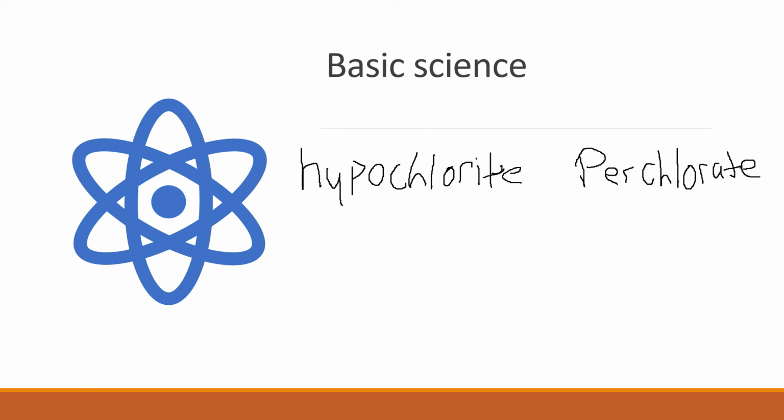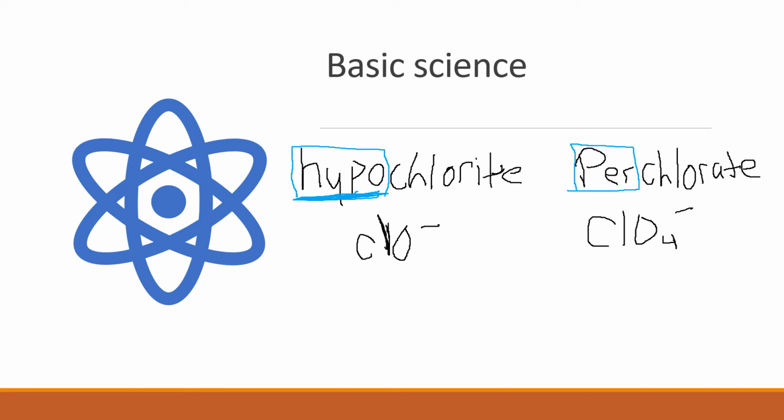So these two anions look like ClO and ClO4. So we can see here that hypochlorite and perchlorate, they get something before the root of the element. The one with fewer oxygens gets hypo, and the one with more gets per.